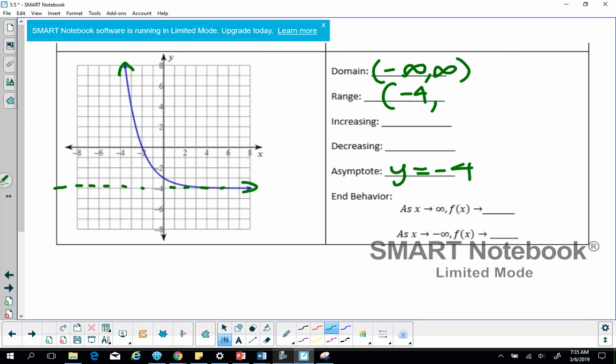Beautiful. Does everyone see how he got that? Because the range is bottom up. So when I'm looking at it, it's the asymptote. See, it doesn't go below -4, but it goes up to infinity. So that would be your range.